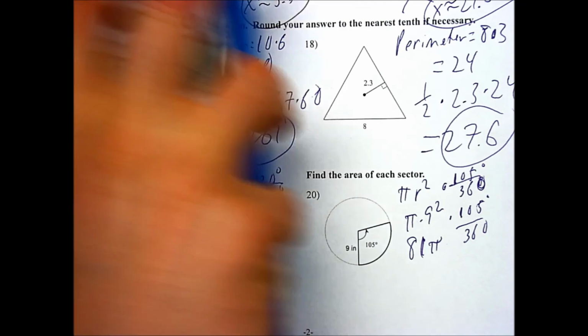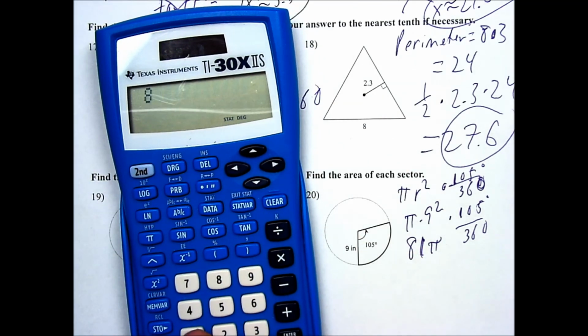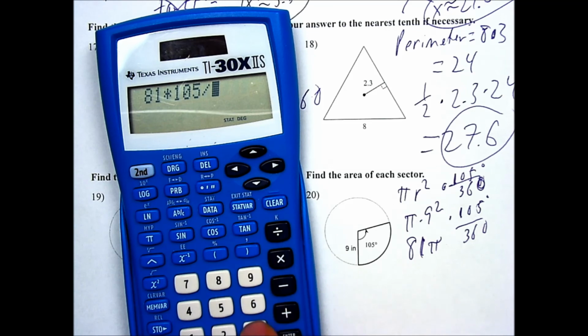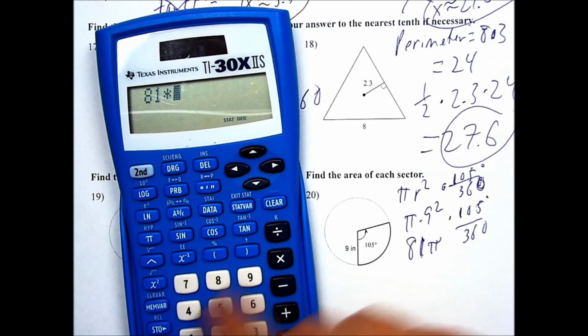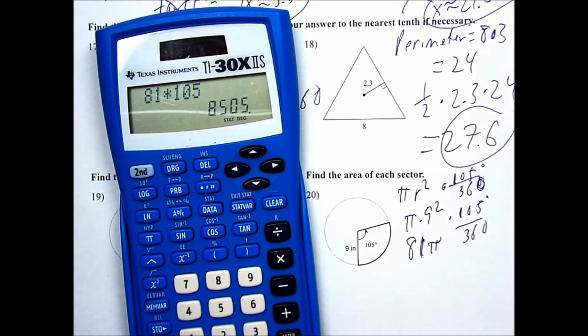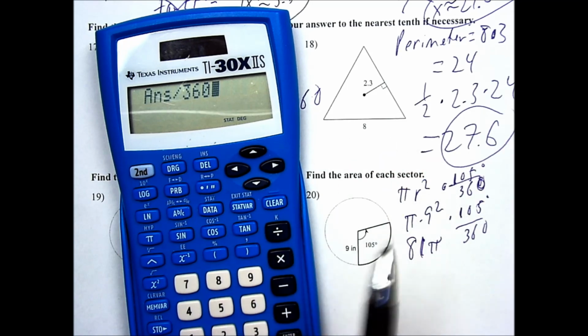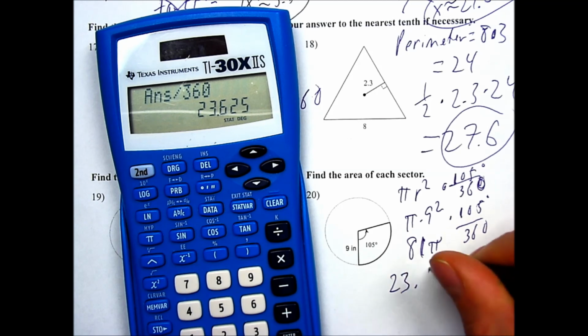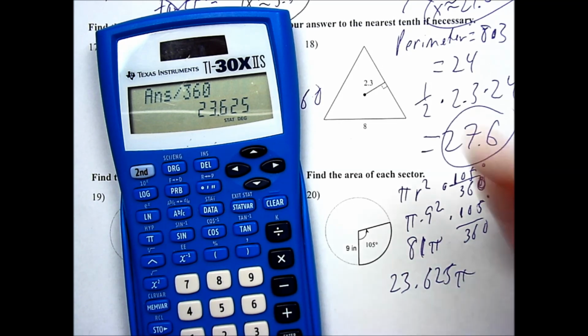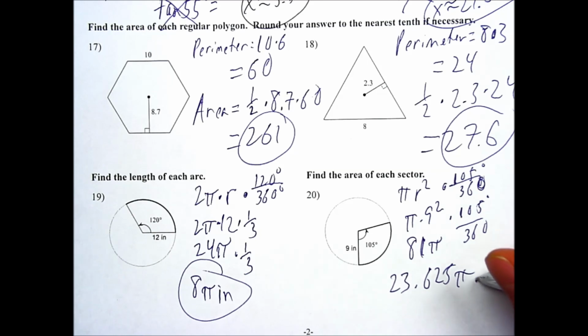So I can use a calculator here to give me a decimal value. 81 times 105 over 360. Notice I didn't use pi. So this is 23.625. 23 and 625 thousandths pi. I can make that a fraction if I want from the decimal. Or I can leave it as its mixed form here. 81 times 105. 8,505 over 360 with the pi at the end of it. Any of those will be acceptable. So 23 and 625 thousandths pi. This one is in square inches because it's an area.